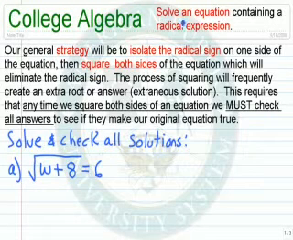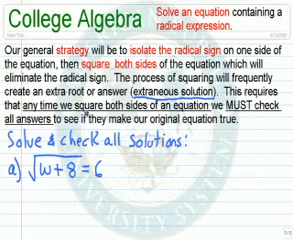In this lesson, we want to solve an equation containing a radical expression. Our general strategy will be to isolate the radical sign on one side of the equation. Then we're going to square both sides of the equation, which will have the effect of eliminating the radical sign. The process of squaring will frequently create an extra root or answer. This is called an extraneous solution.